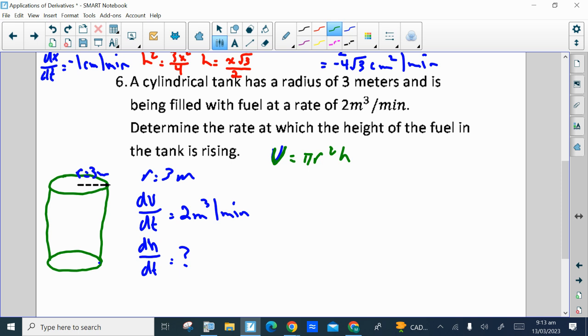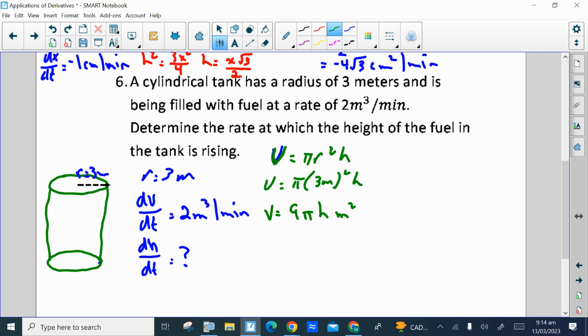So we can put that value of r in before we differentiate. R, the radius, is 3 meters, and the radius must be squared. So 3 squared is 9, so volume will equal 9 pi times h. And that'll be in meters squared.